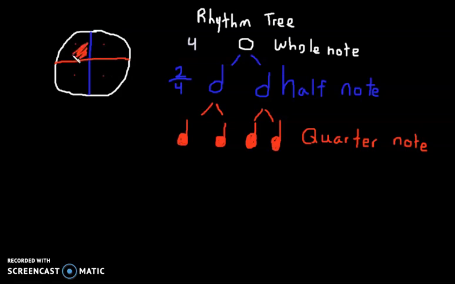I want to shade this in. You can shade this in too. I'm going to shade that in. And 1 quarter note. One of these out of 4. So 1 of these out of 4 is our fraction. 1 out of 4.